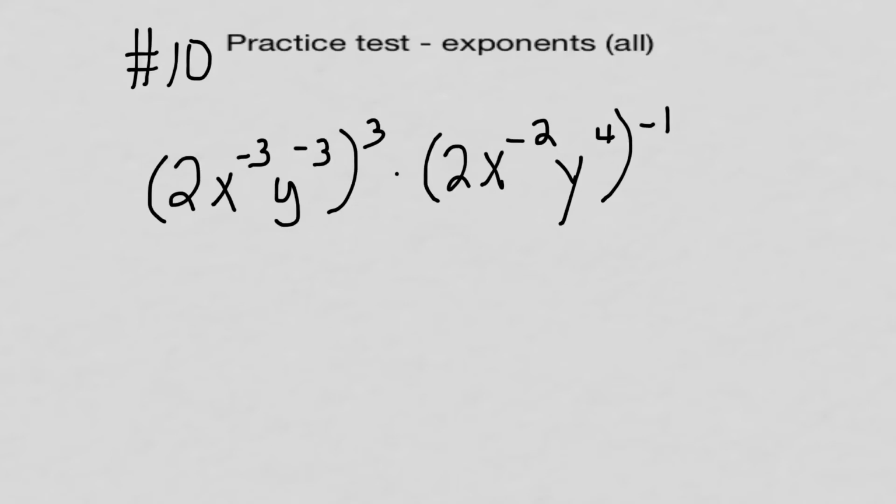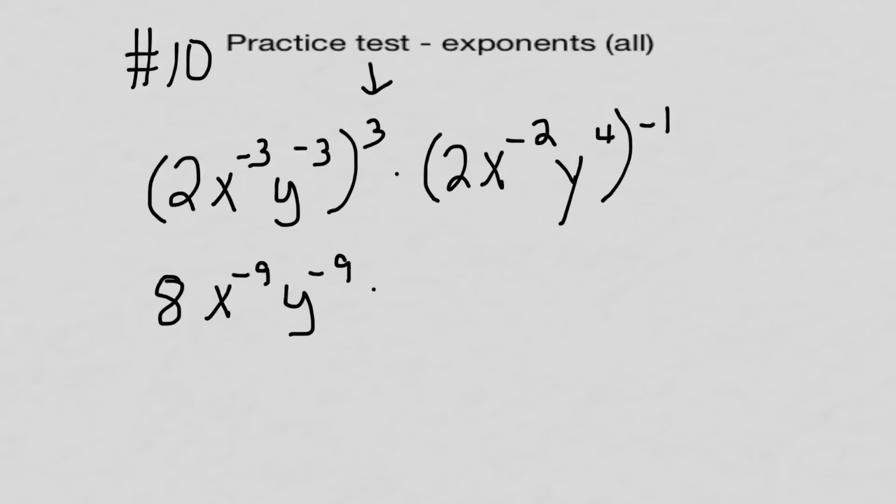On the left, I've got 2, I've got x to the negative 3rd, and I've got y to the negative 3rd. All of that is going to be to the 3rd power. That 3rd power is going to apply to each one of these. 2 to the 3rd gives me 8. Then I multiply exponents for the x's and y's. So it's negative 3rd times 3rd. That's going to be x to the negative 9. Y to the negative 3rd times 3 is going to give me y to the negative 9.